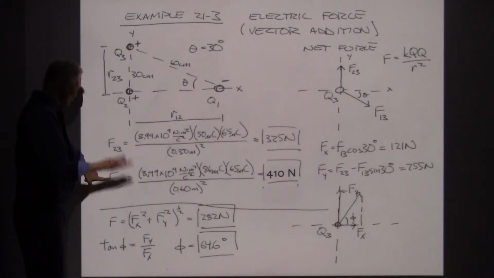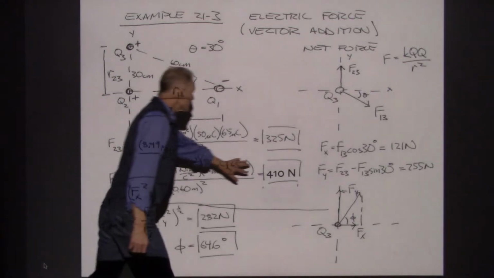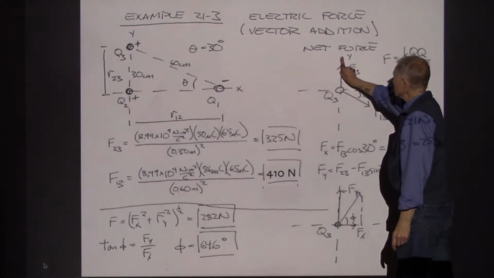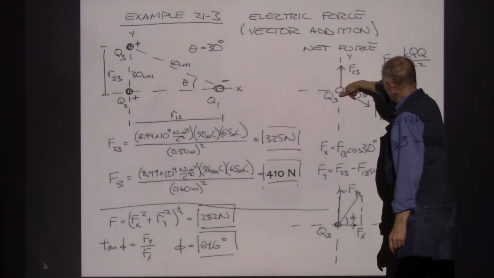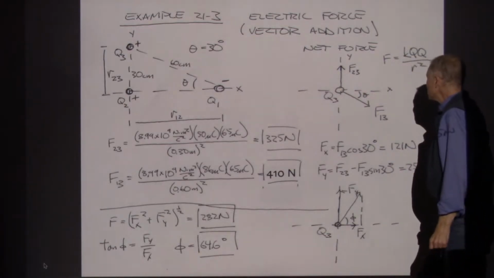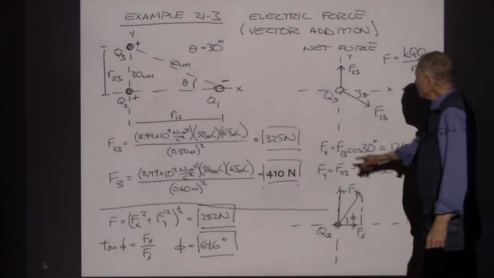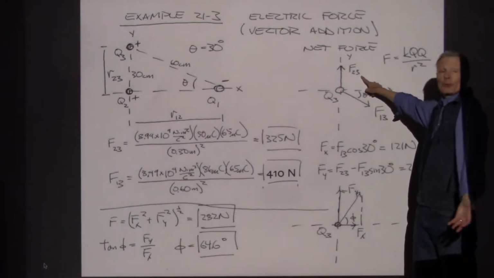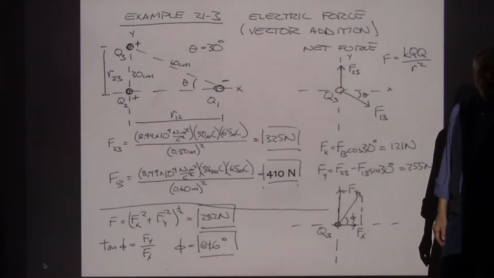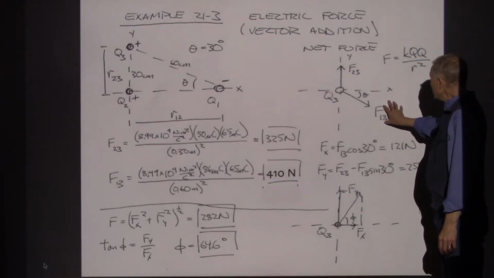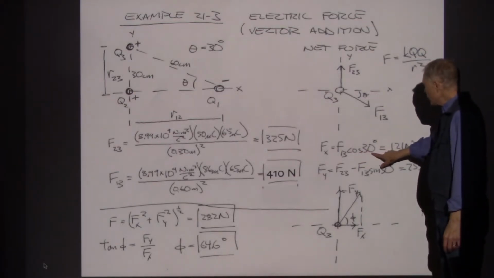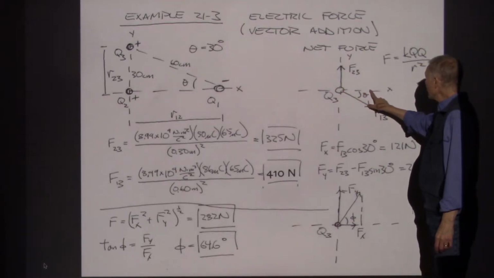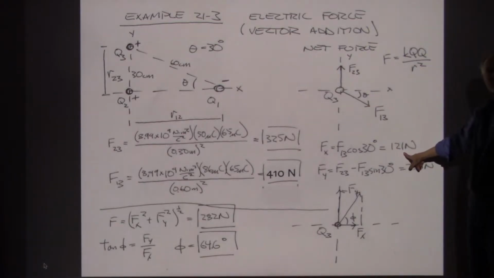F13, the magnitude of this force, worked out to be 410 newtons. So what I've got is 325 newtons pointed in that direction, pushing on that charge, and then I've got 410 newtons pulling on the charge in this direction. I have to do vector addition. So what's the total force acting in the x direction? Well, if I look at my diagram, F23 doesn't have any contribution in the x direction, but F13 does. F13 will have a cosine 30 degrees component in the x direction.